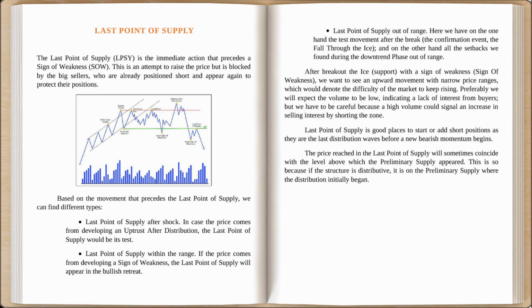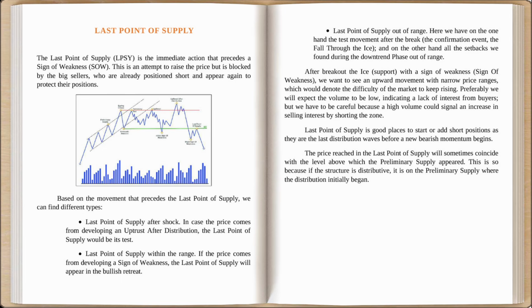Based on the movement that precedes the last point of supply, we can find different types. Last point of supply after upthrust: in case the price comes from developing an upthrust after distribution, the last point of supply would be its test. Last point of supply within the range. If the price comes from developing a sign of weakness, the last point of supply will appear in the bullish retreat. Last point of supply out of range.